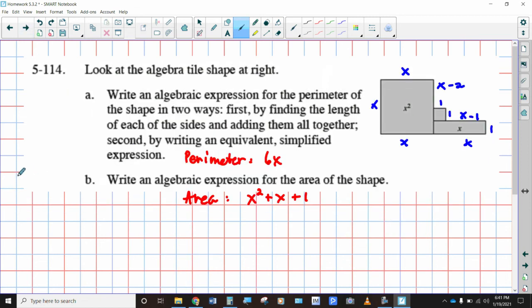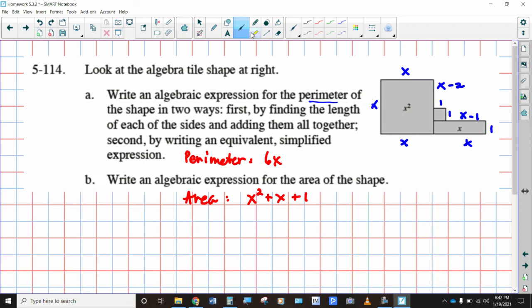And now this should be the last problem. Look at the algebra tile shape at the right. Write an algebraic expression for perimeter, and it says in 2 ways. First, by finding the length of each of the sides and adding them together, and then by writing the simplified expression. All right, I didn't do it. Sorry. But what they wanted you to do is say x plus x minus 2 plus 1 plus 1 plus x minus 1 plus 1 plus x plus x plus x.